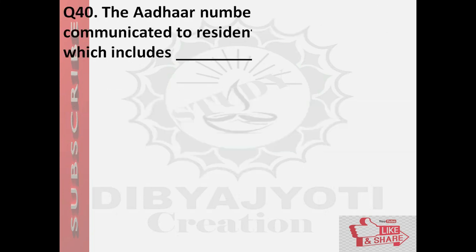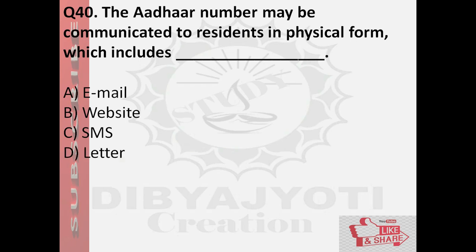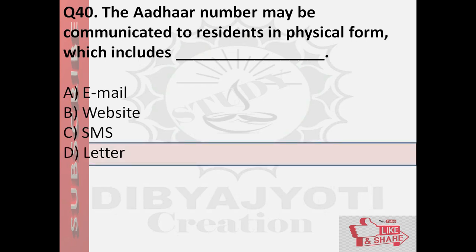Next, question number 40. The Aadhaar number may be communicated to residents in physical form, which includes DES. Options are option A, email, option B, website, option C, SMS, option D, letter. And answer is option D, by letter.